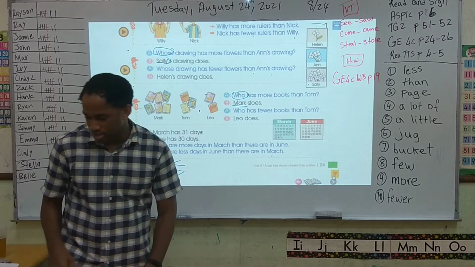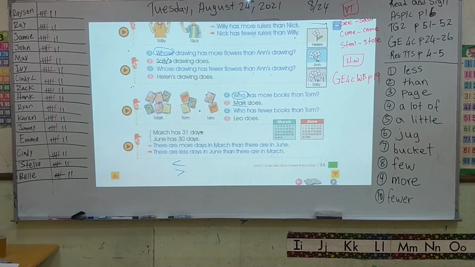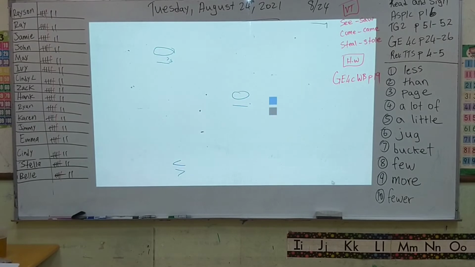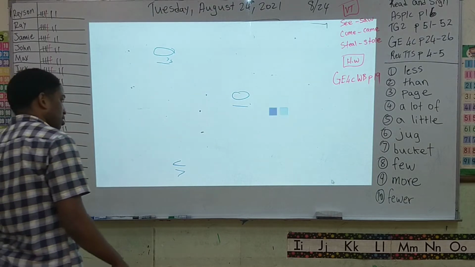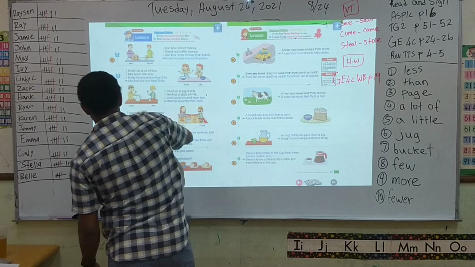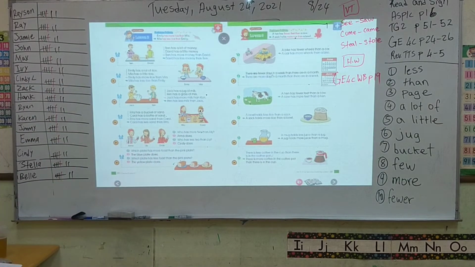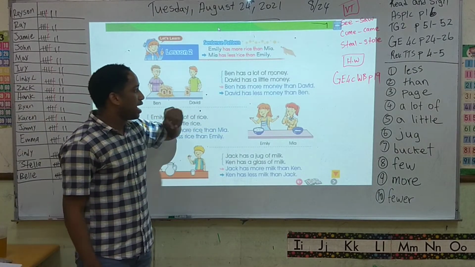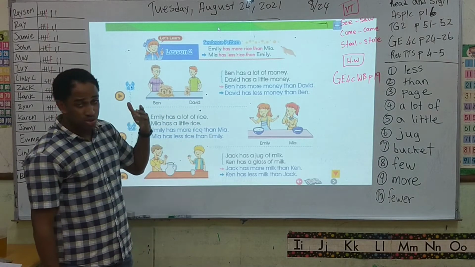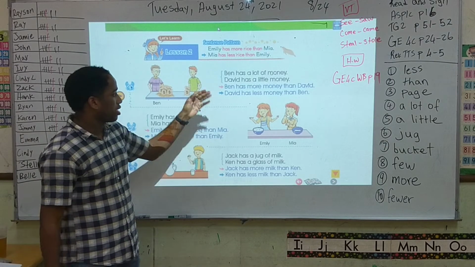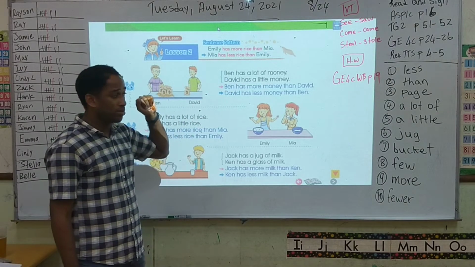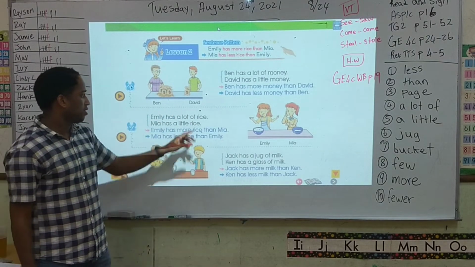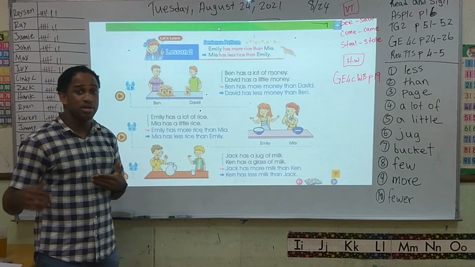Now let us turn to page 25. Good, page 25. Okay. So now, Ben has a lot of money. David has a little money. Remember, money is an uncountable noun. We use a lot and a little for uncountable nouns. So Ben has more money than David. And David has less money than Ben.